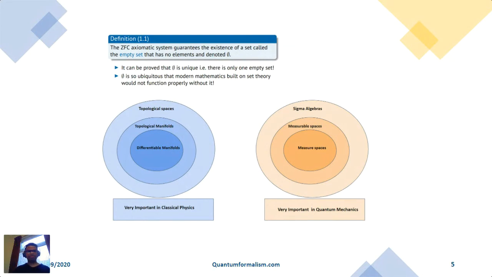For example, to define the notion of topology, you need the empty set. Without it, you will have trouble defining topology. Without topology on a set, you cannot talk about topological spaces. Without topological spaces, you cannot talk about topological manifolds. And without topological manifolds, you cannot talk about differentiable manifolds and so on. It's the same in, say, measure theory. So it's really a very important construct that normally is overlooked.